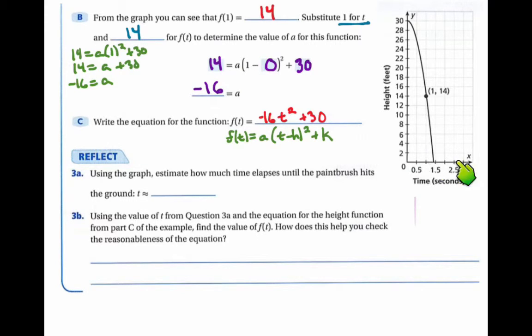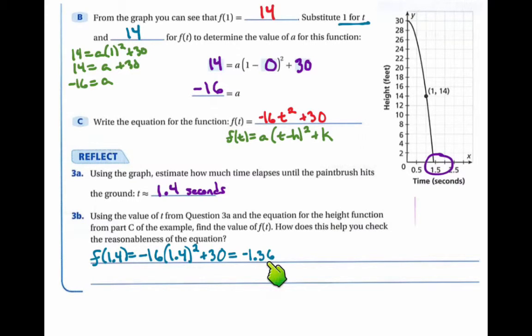Now, how can we figure out whether or not we're right? Well, let's look at our x-intercept. When does it hit the ground? Oh, it looks like it's about 1.4. We can't quite be sure, but it looks like about 1.4 seconds. And then if we plug that value in, we could see whether or not we're on the right track. So f of 1.4 equals negative 16 times 1.4 squared plus 30. And then through the magic of a video, I can tell you that that equals negative 1.36.